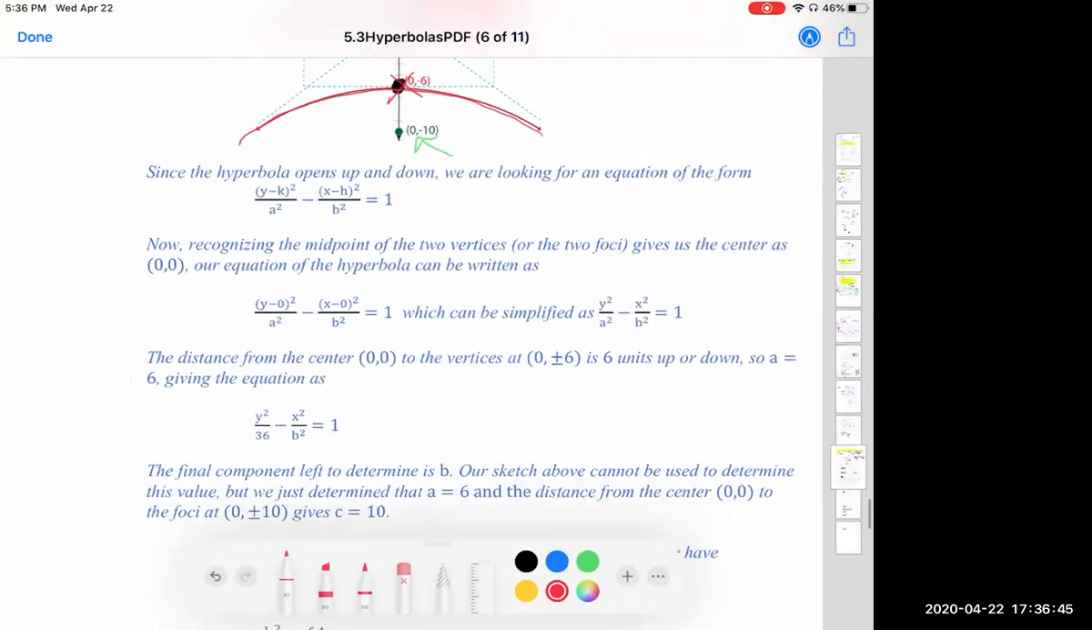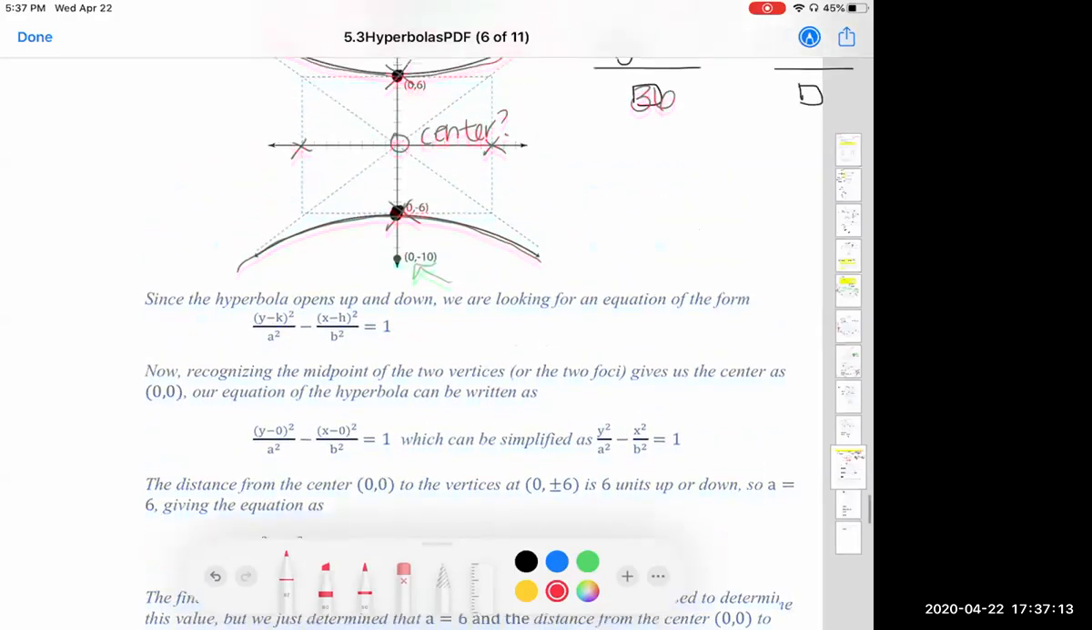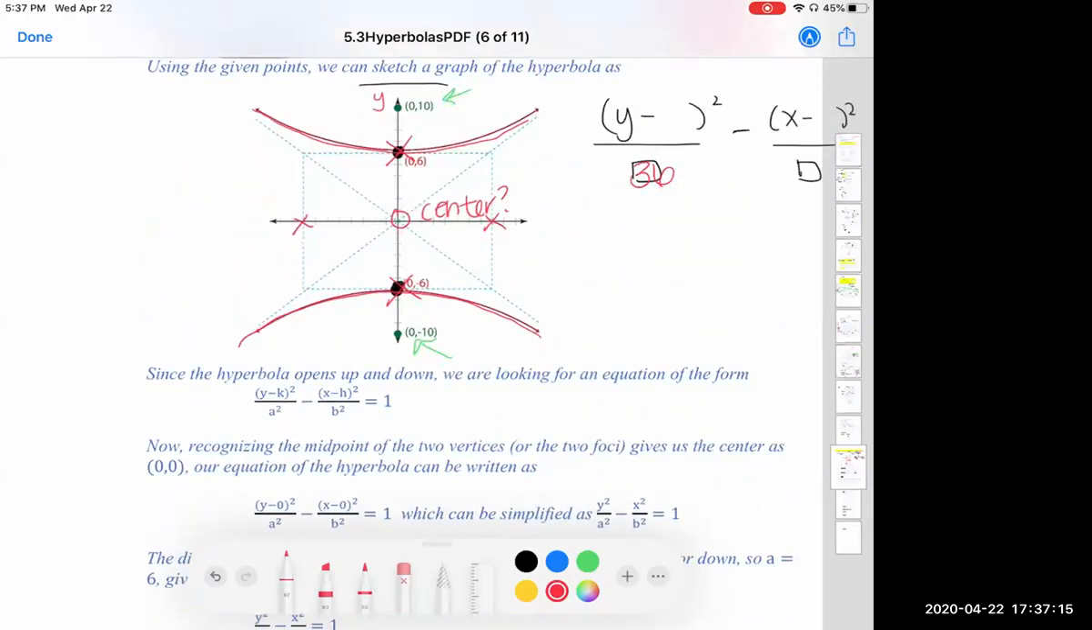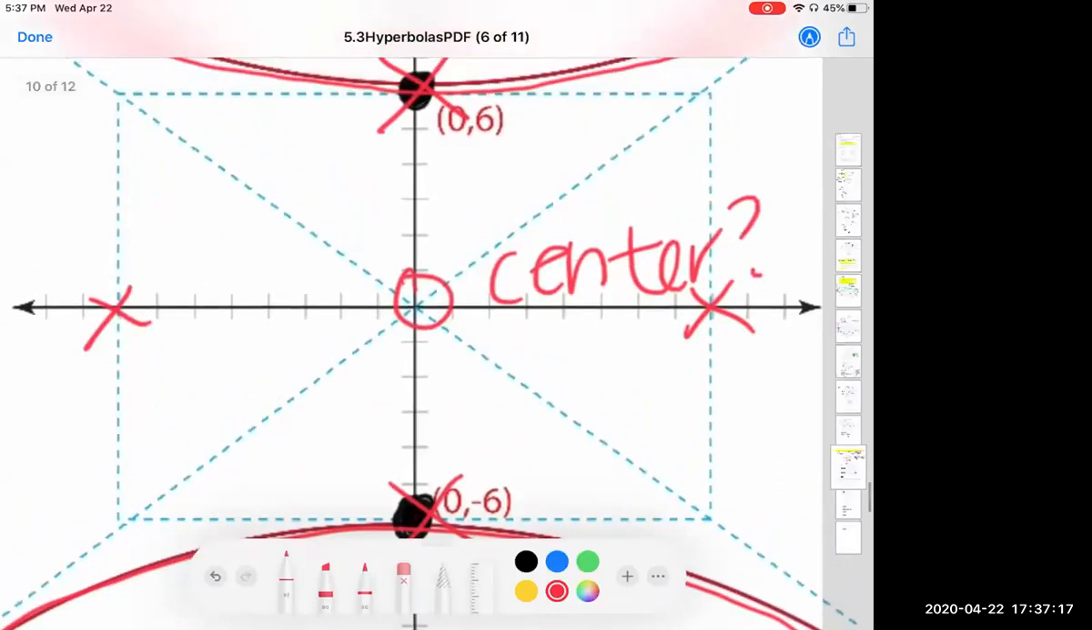Let's continue reading. Since the hyperbola opens up and down, we are looking for an equation of the form y minus k squared over a squared minus x minus h squared over b squared equals 1. Now, recognizing the midpoint of the two vertices or the two foci gives us a center at 0, 0. It just so happens that your center is at 0. But how would you go about it if your center wasn't at 0?